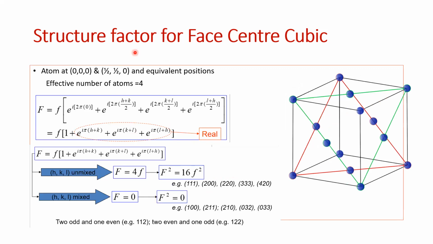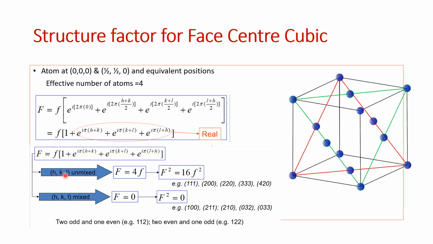Now we are talking about the structure factor of face-centered cubic. In this case we have an effective number of atoms of 4, and these are the equivalent positions: half, half, 0. Another is 0, half, half. Another is half, 0, half. And so in this case we have 4 atoms. So the structure factor would be like this: the form factor into the summation from 1 to 4, and we can simplify this. More simply, F is equal to f into 1 plus e to the power iota pi (h plus k), e to the power iota pi (k plus l), e to the power iota pi (l plus h).